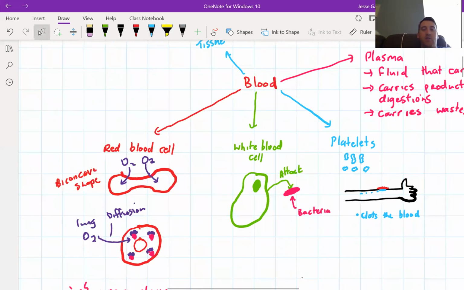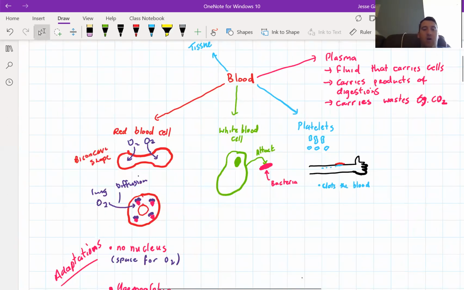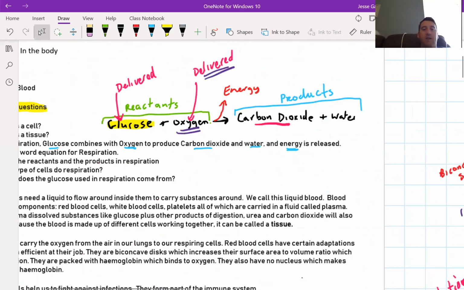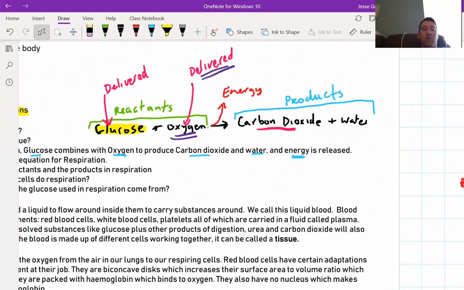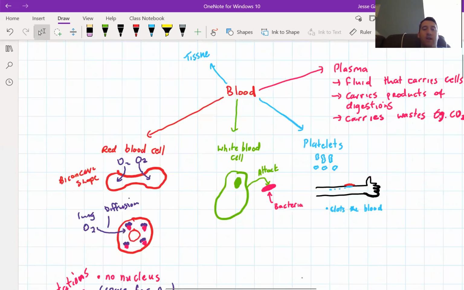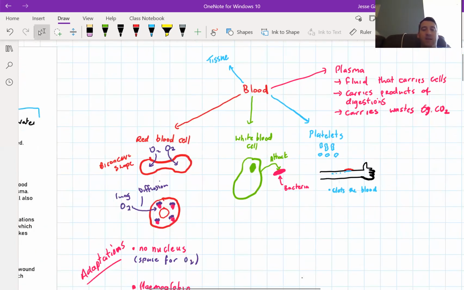Okay, so just going to zoom out again so you can have a quick look at the whole lot. What's the big picture? The big picture is that respiration is required for energy. The second big picture is that materials need to be then transported to every cell so they can do respiration, and they also need to be transported away from the cell so we can take away the wastes. We want to get rid of those. So the blood is the fluid or the liquid that allows this to happen.